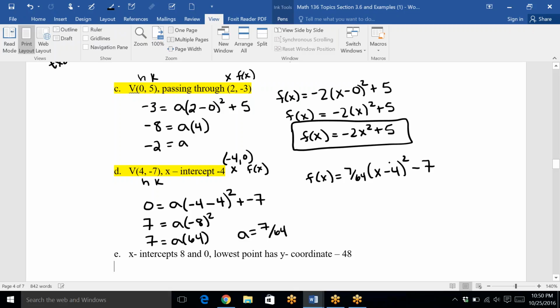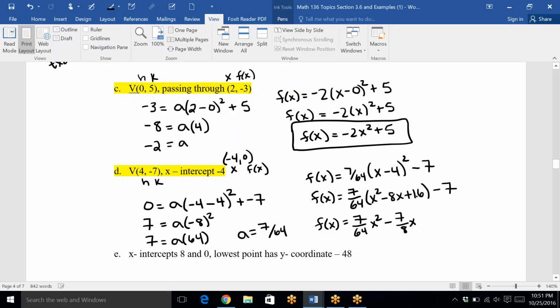We want this in standard, so we need to FOIL this out first. This is going to be nasty because of the fractions. So this would be x squared minus 4x minus 4x, that'd be minus 8x. And -4 times -4 is positive 16. We need to multiply through by the 7 over 64. So that'd be 7 over 64 x squared. The -8 and the 64 can reduce. That would actually be minus 7 over 8x, because the 8 reduces down with the 64 and just leaves you with an 8 on the bottom.